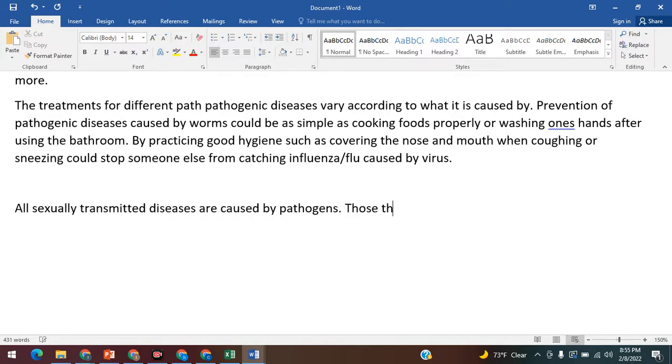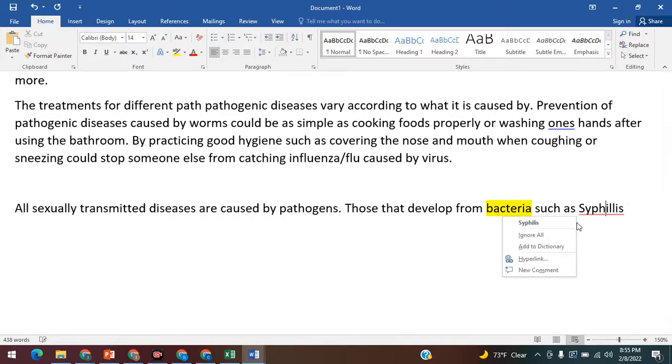So those that develop from a bacteria. It's important to know where these things come from. So the ones that are from bacteria, this is not from a virus, this is from bacteria, are going to be your syphilis. Please remember that. They like to ask questions like this. Syphilis is caused by a bacteria, not a virus. All right? Or gonorrhea. Okay? And this is a sexually transmitted disease.